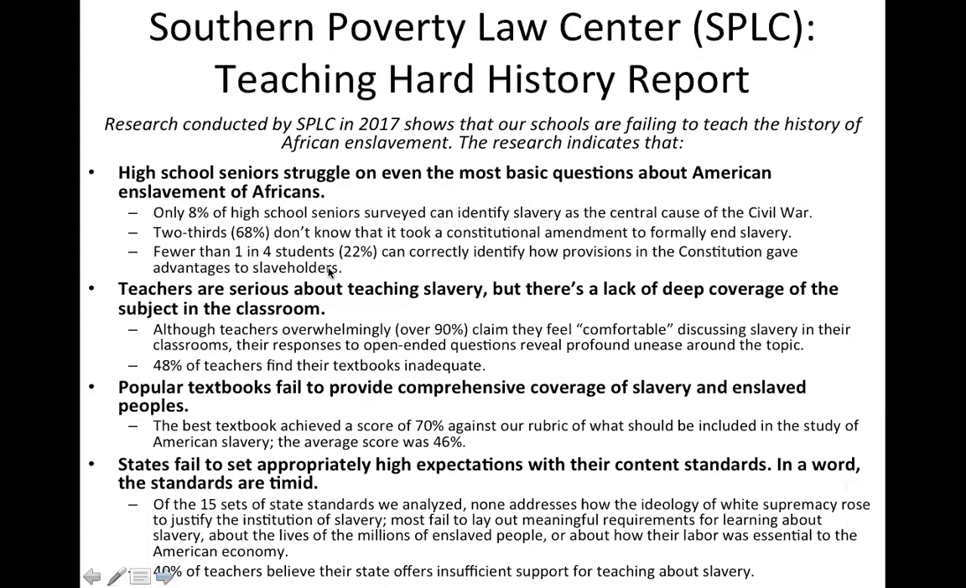So I'm going to read these first three statistics. High school seniors struggle with even the most basic questions about the American enslavement of Africans. Only 8% of high school seniors surveyed can identify slavery as the central cause of the Civil War. 8%. Two-thirds, 68%, don't know that it took a constitutional amendment to formally end slavery. Fewer than 1 in 4 students, 22%, can correctly identify how provisions in the Constitution gave advantages to slaveholders.